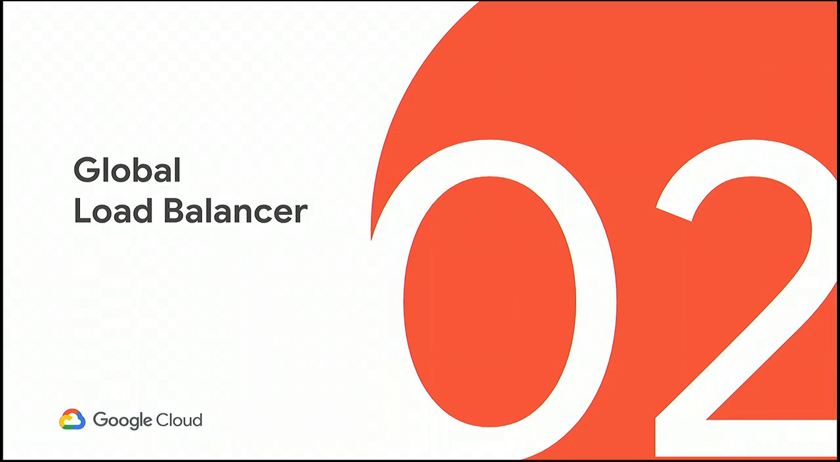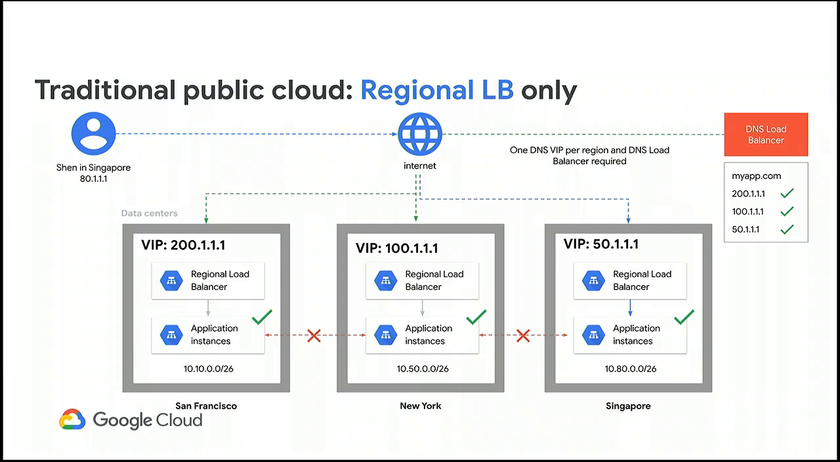So Google needed to come up with a global load balancer. Now, just to recap, think of traditional load balancers in public clouds. They are regional. They have a regional IP address and a regional set of backend instances. So let's say you have a service that is distributed in 3 different regions. You have 3 different VIPs. Now, if you wanted to globally load balance across those 3 regions, you need a DNS load balancer that would map the client request to one of these VIPs.